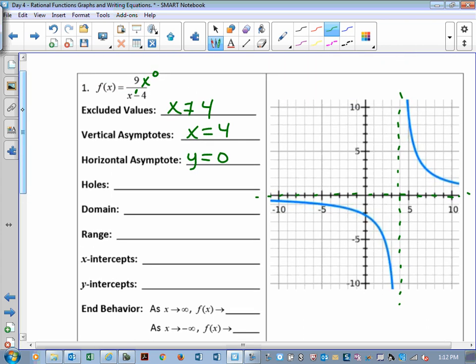Okay. Are there any holes? Are there any holes? No. No? You don't have the same factors, numerator, denominator? No holes. What's our domain going to be?